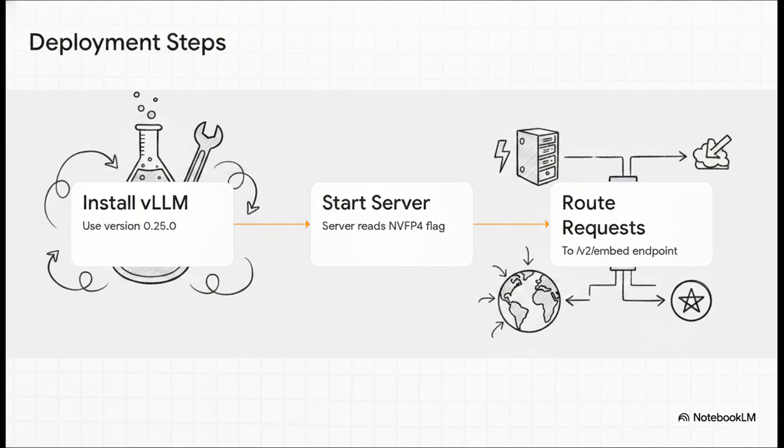Step 2. Start your server. The real beauty of this implementation is that the tested vLLM builds read the checkpoint metadata directly. It actually handles the NVFP4 flag automatically for you, so you don't need to pass any complex quantization arguments. Step 3. Simply route your retrieval requests to the standard /v2/embed endpoint and boom, you are up and running.